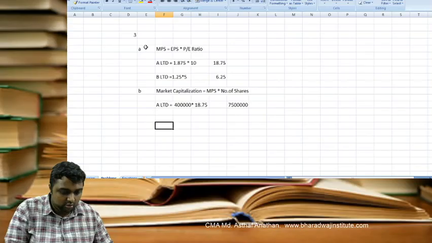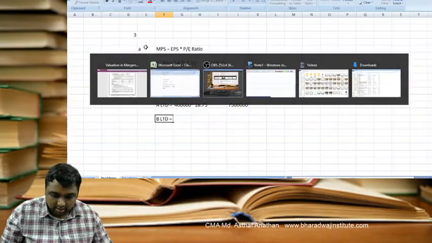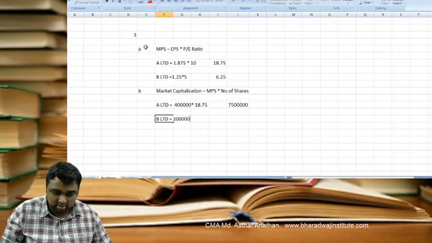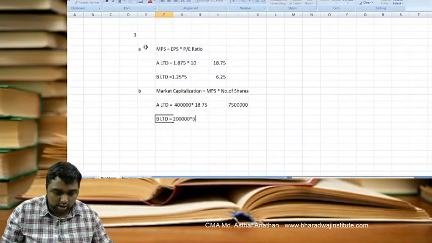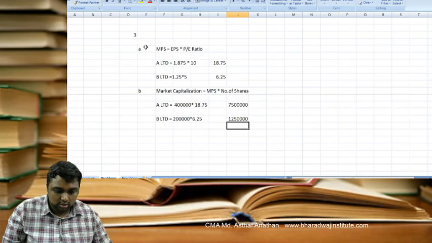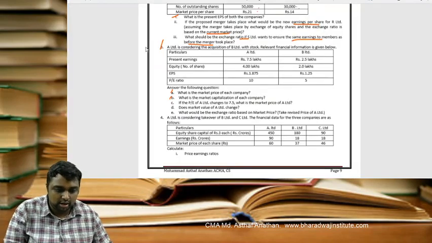The same way we have to do it for B Limited. Can anyone help? What is it for B Limited? It is 2 lakh shares into market price, which is 6.25, giving 12 lakh 50. So we have finished the B part also.